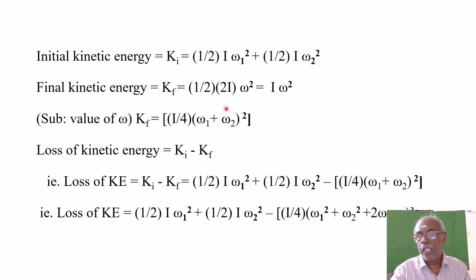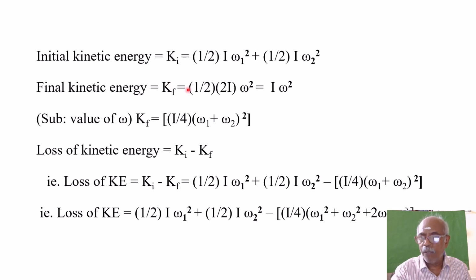Final moment of inertia is 2I, the addition of 2 disks. 2I into half into omega square. That is not omega 1 or omega 2, only the common, final angular velocity omega. So 1 by 2 into 2I into omega square. 2 and 2 get cancelled, you have only I omega square.